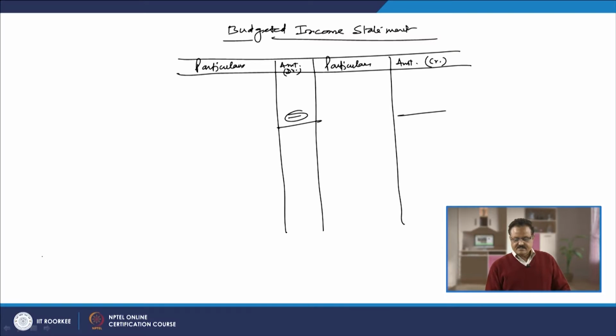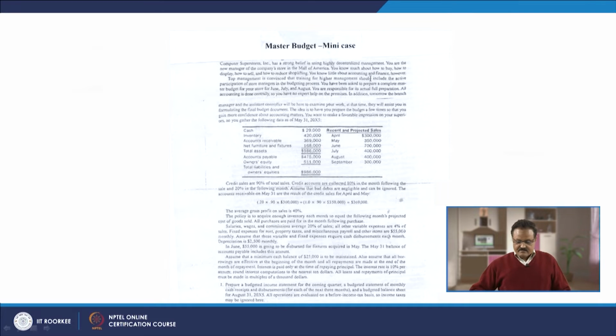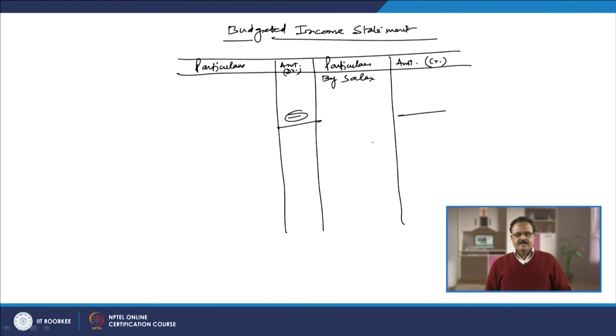As I told you in the last class, when you prepare it, we take only 5 items. First we take the sales. We will look at the sales value. So, how much is the total sales value for the 3 quarters? If you go back to the case information and sum it up, in the month of June the total sales are $7 lakh, July $4 lakh, and August $4 lakh. So, the total works out as $15 lakh, $1.5 million of sales in this quarter.